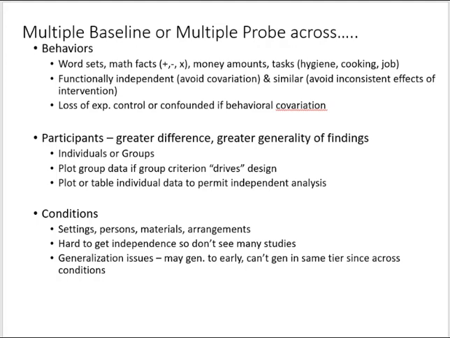Multiple baseline or multiple probe across participants can happen at the level of an individual or group. Multiple baseline and multiple probe across conditions might be something like across settings or materials or other arrangements. It's sometimes hard to establish independence across settings, materials, arrangements, so we don't see many studies that use multiple baseline or multiple probe across conditions.